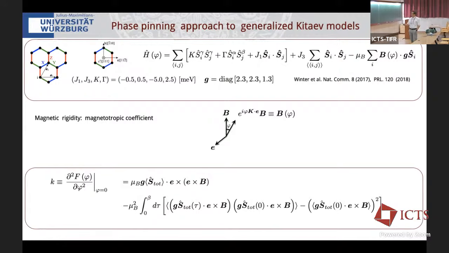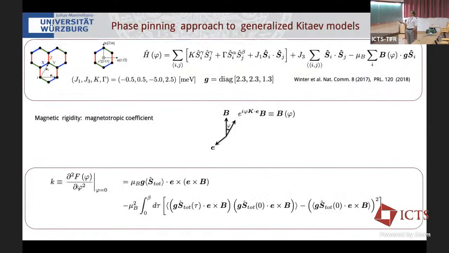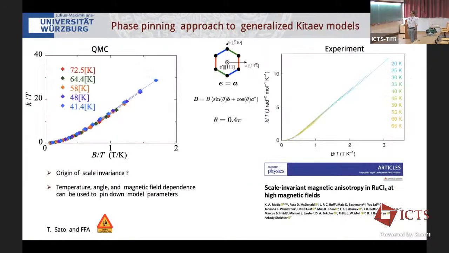And you can work this out. This is a thermodynamic quantity, and you do the linear response and you get this quantity. The beauty of this is that we can do the calculations for this model for this material. And what we see is that we can compare rather well with experiment, especially we can reproduce something which Kim has been calling scale invariant magnetoanisotropy.